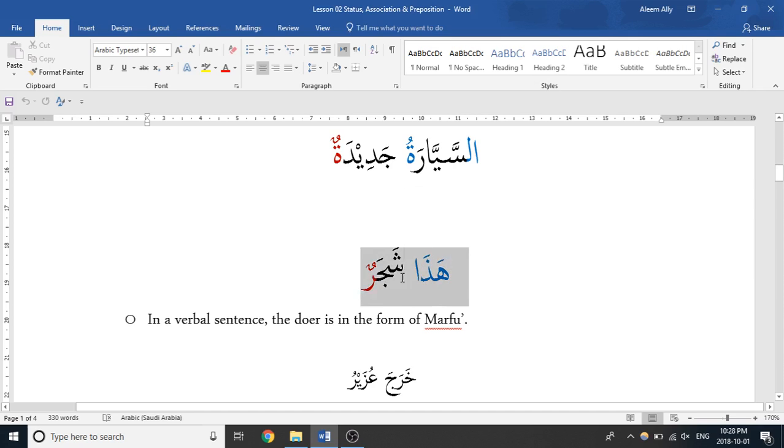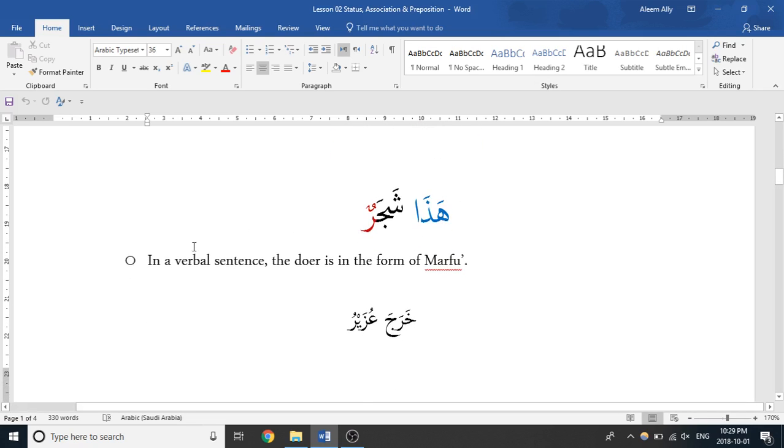The way that I can figure out that it's in a state of rafa is because there's nothing around it impacting it. There's no word before it that could make a difference to it. It's just chilling out there on its own at the beginning of the sentence. So this would translate as, this is a tree. Shajarun, meaning a tree, because it's indefinite. We know that because of the tanween, the double ending on the end of the word, and no alif lam. So we're not speaking about a specific tree, but a general tree. So this is a tree.